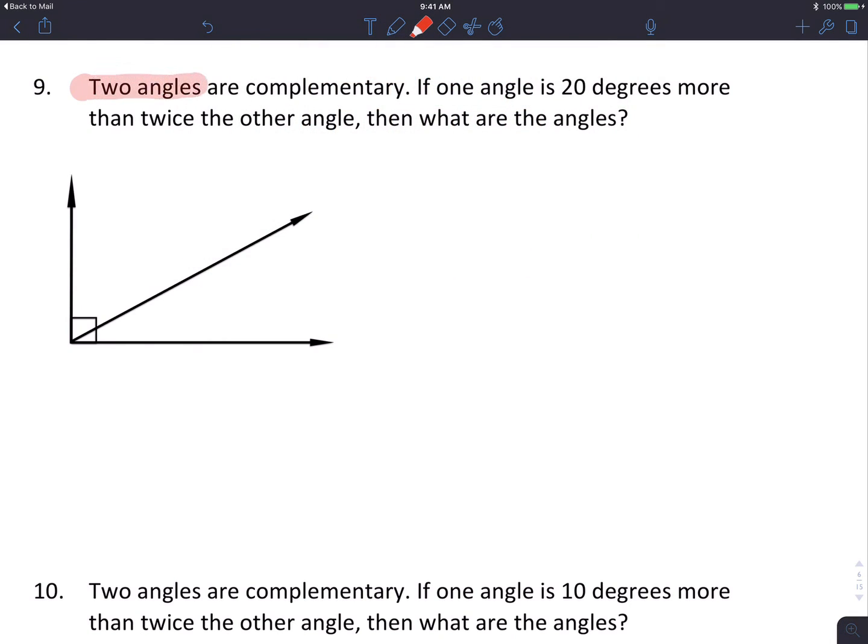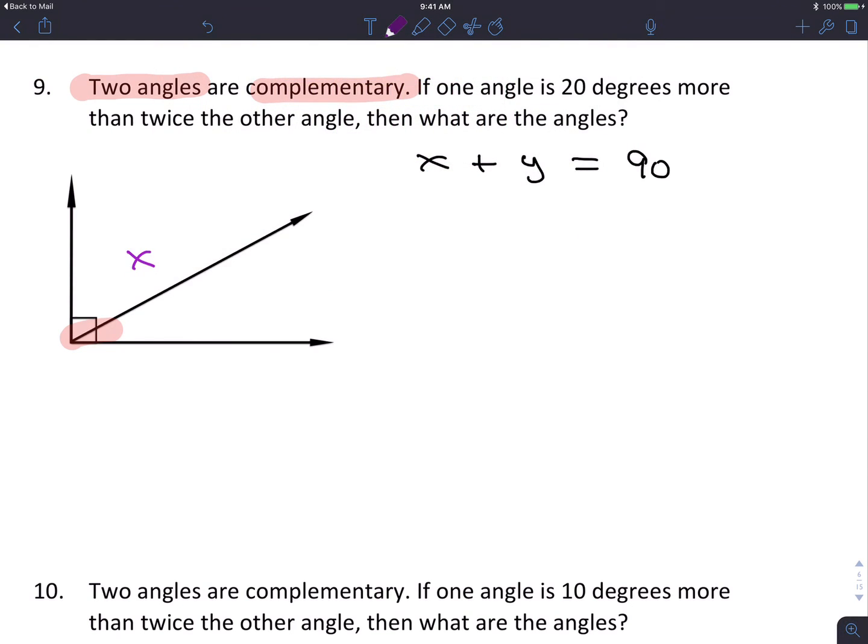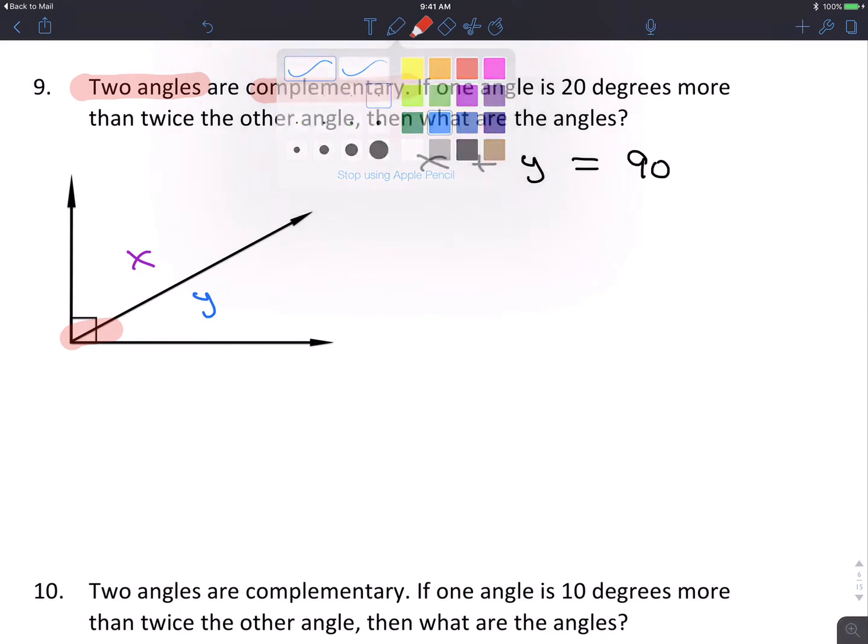Once again, two angles are complementary. We have the complementary angle situation. So I'm not going to go through it in the same kind of color detail as I've been going through it, at least. Let's go straight to the fact that x plus y is 90. Where x is one angle, y is the other angle.